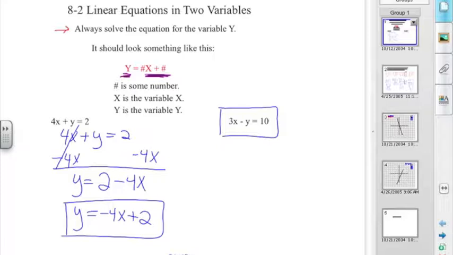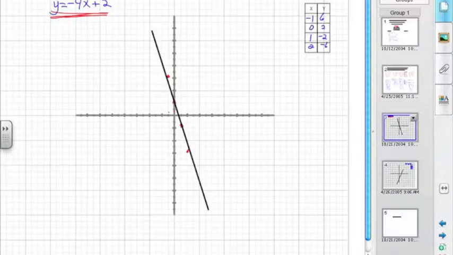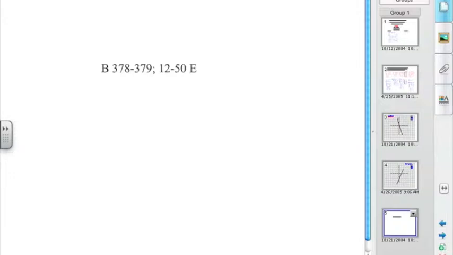Linear equations in 2 variables are equations that create lines. Your work today involves you solving for the variable y and setting up 4 little math problems to find 4 points to put on a graph, and this is what the graph looks like. There is quite a bit of work for each one of the problems you're going to do. You should use graph paper and box paper, and your homework is on pages 378 to 379, 12 to 50, the evens.